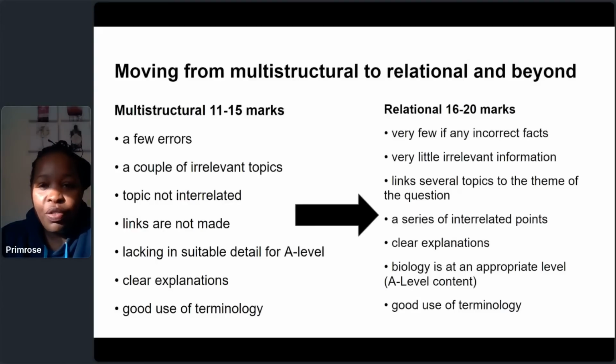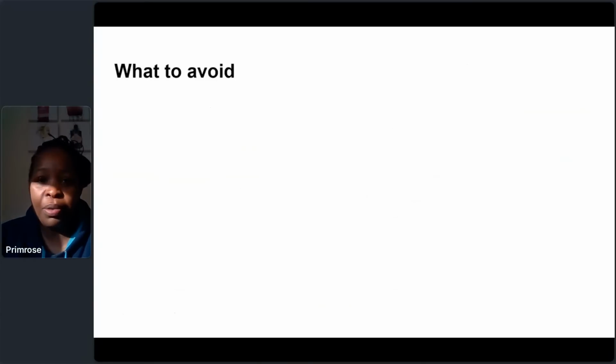Now, you can easily move a relational to an extended abstract by including content that's beyond your specification. However, if that content is GCSE, like I said earlier, then that content does not count at all. So what you would need is to really know what's beyond, and you get that from extra reading and check against your specification. The specification is a very, very useful thing to look through because it tells you what you should know, and then it gives you extension activities as well.